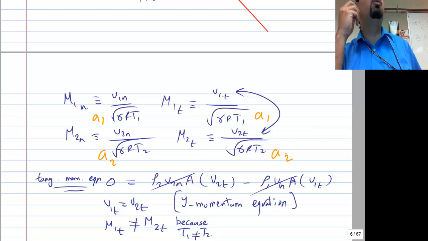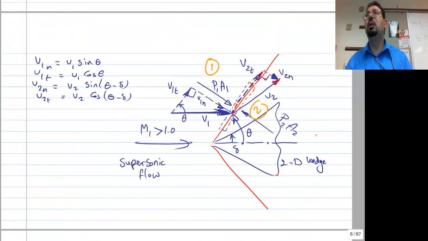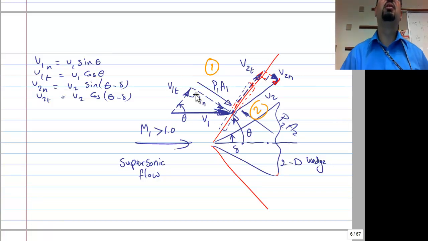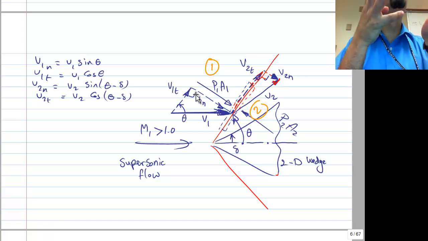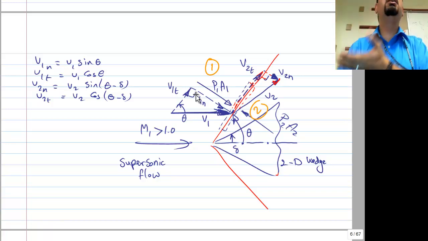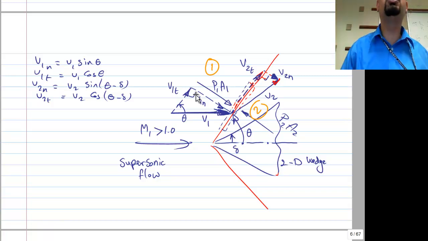Is there any A1 tangential and A1 normal? Is there such a thing? The flow before the shock wave, is it possible to have A1 normal and A1 tangential? Basically, I'm asking, is there T1 normal and T1 tangential? No. There is no such thing as T1 in this direction and T1 in that direction. It's just T1, that's the temperature before.